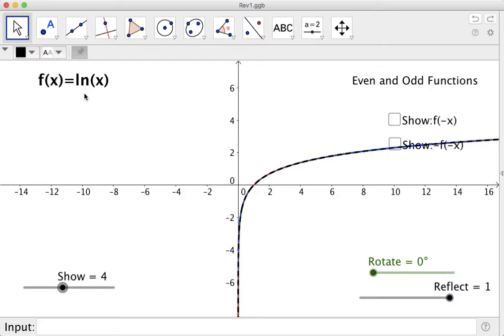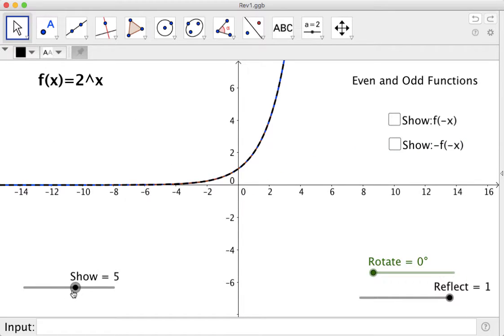f of x is equal to the natural log of x. Again, neither even nor odd, as we can see. f of x is equal to 2 to the x, not even or odd. f of negative x, in fact, is the same graph as 1 over 2 to the x. But this is not an even function, it doesn't reflect across the y-axis onto itself, nor is it an odd function.